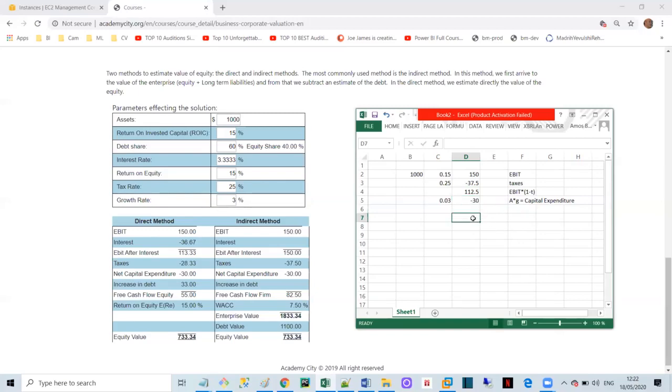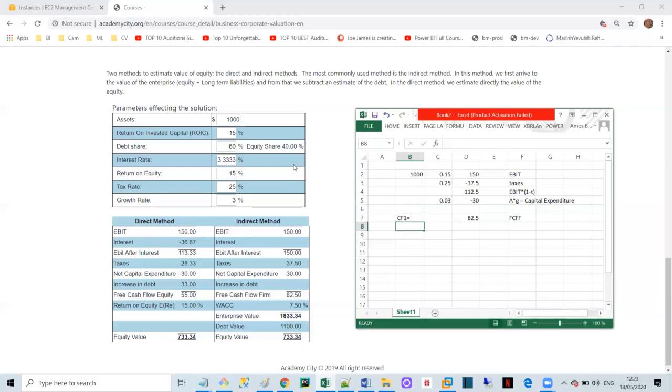Okay, so let's do that now. Let's do plus, and we'll get the 82.5. That's the cash flow for the firm, or many times I call it free cash flow for the firm. That's a shortcut of free cash flow for the firm. Okay, what's the value of that? You can think about it as what we called all along CF1.